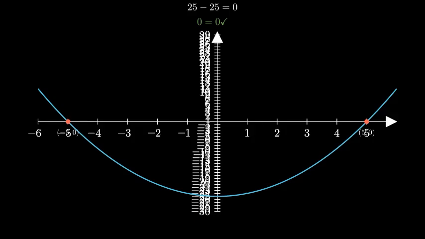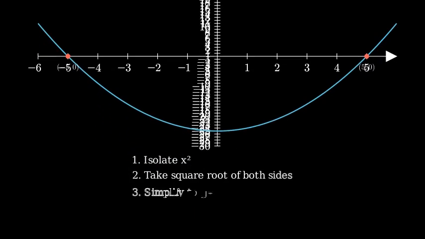In summary, we solved x squared minus 25 equals 0 by, first, isolating x squared by adding 25 to both sides, then taking the square root of both sides, remembering to include both positive and negative roots, which gave us our solutions x equals plus or minus 5. Finally, we verified our solutions by plugging them back into the original equation.